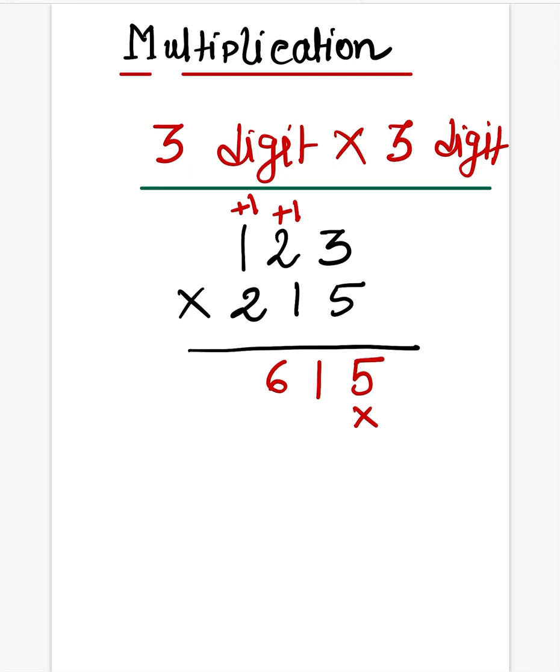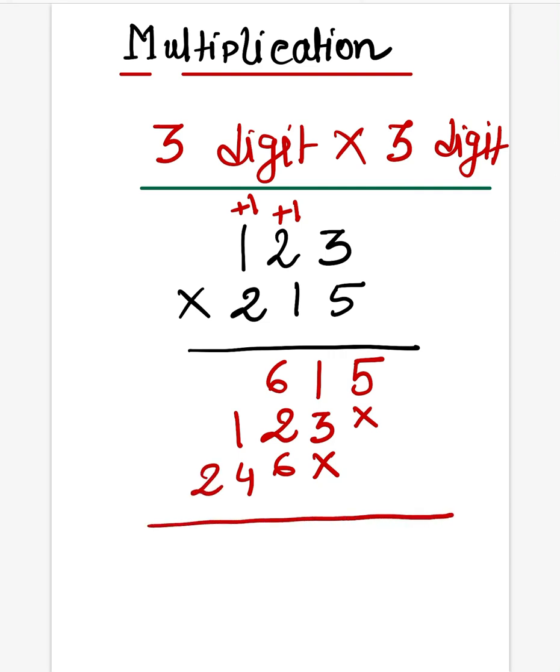Second, we have to multiply this 1 with all the 3 numbers, one by one. First, 1 into 3 is equal to 3, very simple. Then 1 into 2 is equal to 2 and 1 into 1 is equal to 1. Again we have to leave the first place. The next case, the same thing: multiply 2 with all the 3 terms. Very easy one. 3 into 2 is equal to 6, 2 into 2 is equal to 4 and 2 into 1 is equal to 2.